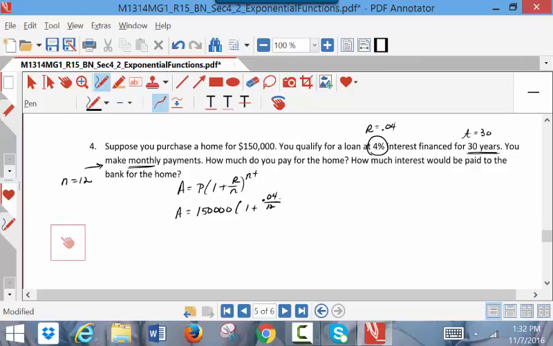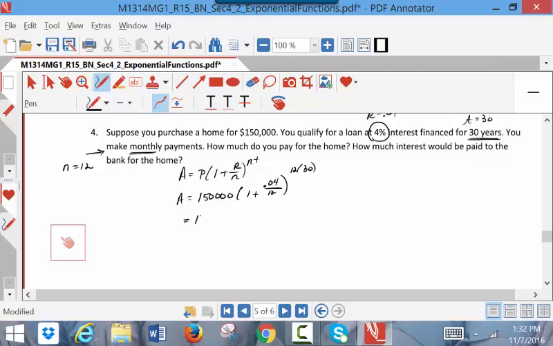So this is over 12, and this is 12 times 30 years. So this becomes $150,000 times, and I'm going to see if this is a nice number, 0.04 divided by 12. It's not really good, okay? But this would end up being 1.00 and a bunch of threes. And believe me, the bank lets those threes go, okay? For 12, 15, 16 digits, all right? To the power of 360.